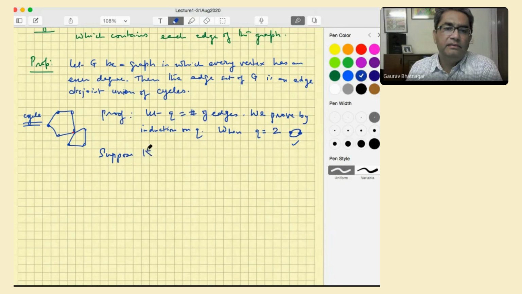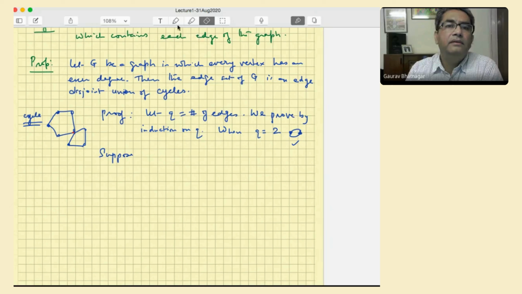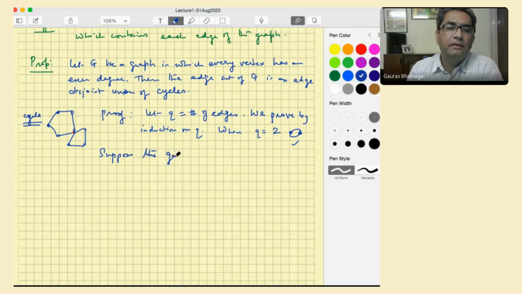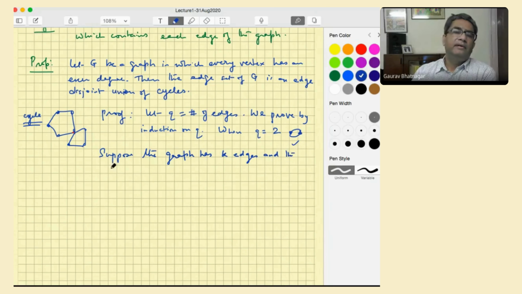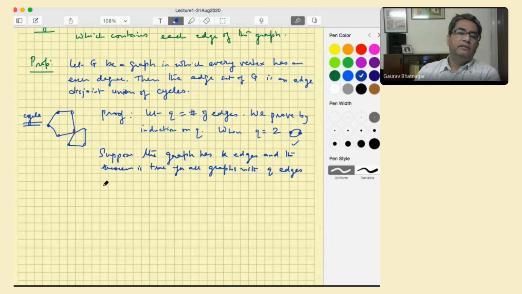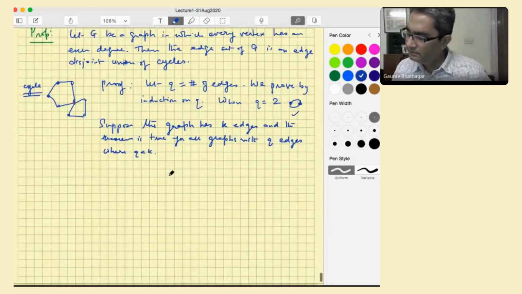Suppose the graph has k edges, and the theorem is true for all graphs with q edges where q is less than k. So this is the inductive hypothesis. Okay.